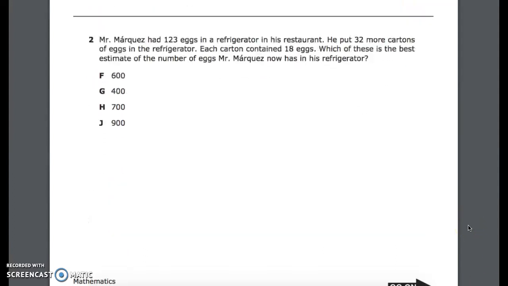Number 2. Mr. Marquez had 123 eggs in a refrigerator in his restaurant. He put 32 more cartons of eggs in the refrigerator. Each carton contained 18 eggs. Which of these is the best estimate of the number of eggs Mr. Marquez now has in his refrigerator? F. 600, G. 400, H. 700, J. 900.